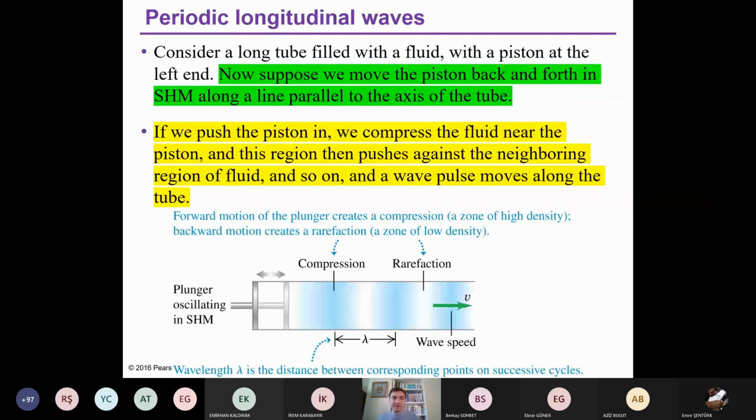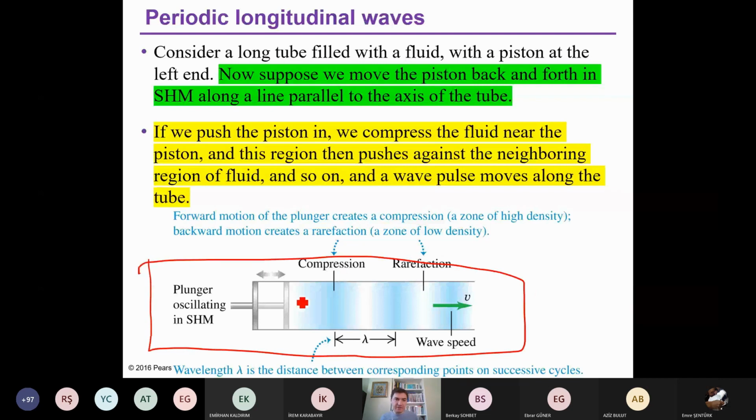Now let's discuss this information in periodic longitudinal waves. Here in the picture, we have a long tube filled with a fluid. Just consider oil, and we have a piston here on the left side. Just consider that we move the piston back and forth in simple harmonic motion along a line parallel to the axis of the tube. This is the axis of the tube.